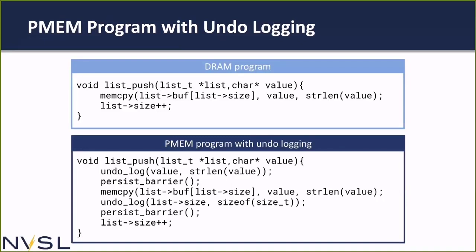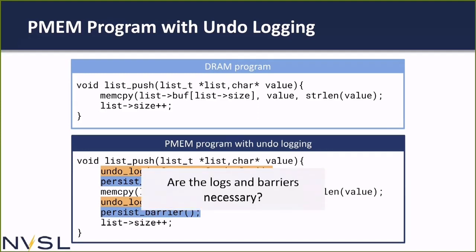Take the list push function as an example. Compared to the DRAM program, an undo log-based PMEM program needs to first copy a value into undo logs, then ensure the undo logs are persisted by using memory barriers. Both impose significant overhead. So the question is, are they necessary?